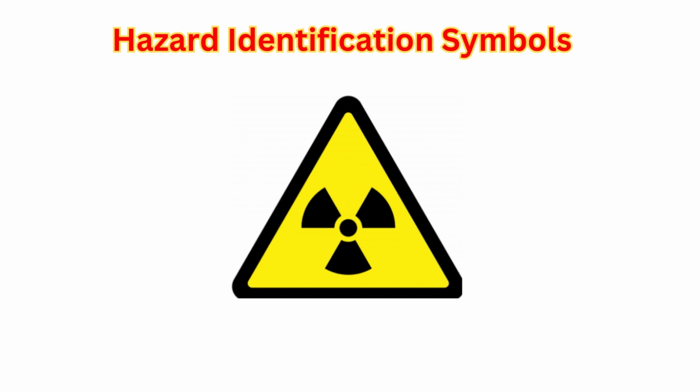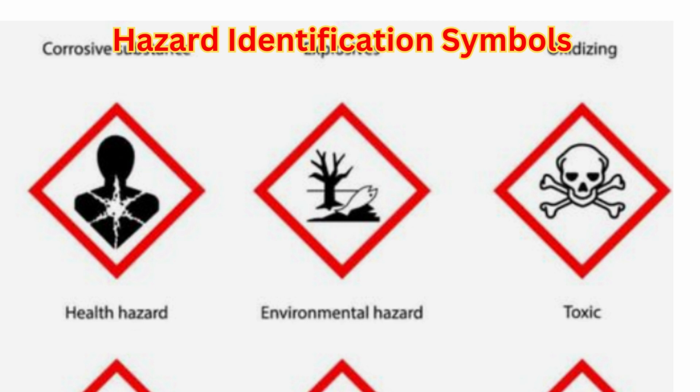Follow radiation safety protocols. These symbols serve as visual warnings, providing a quick and universal way to convey essential information about the hazards associated with a substance. Understanding these symbols is crucial for maintaining a safe working environment and responding appropriately to potential risks.